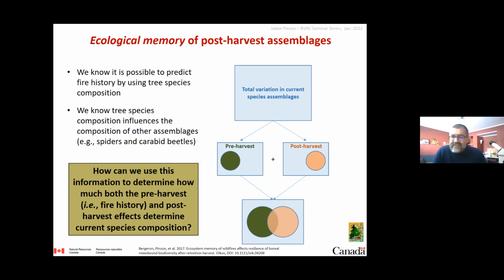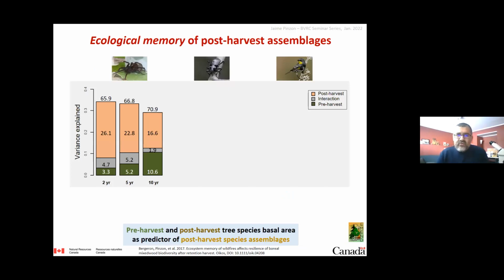To move this from a conceptual framework into something we can actually measure, we can estimate this variation as a percentage of the total variation of the current assemblage as a function of the pre-harvest and the post-harvest conditions. We can also measure the interaction between the two and translate this as a bar plot. Here we will be able to see the contribution of each of these components to the present species composition. And this is precisely what I show you on this slide.